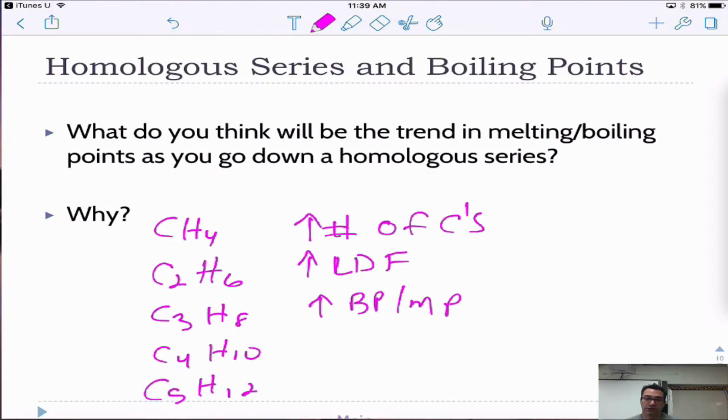So this is more of a bonding type question. You look at this, you're like, well, yeah, they're bonding together. They're all nonpolar. They have these London dispersion forces, so that's what's making them have a higher melting point and boiling point.